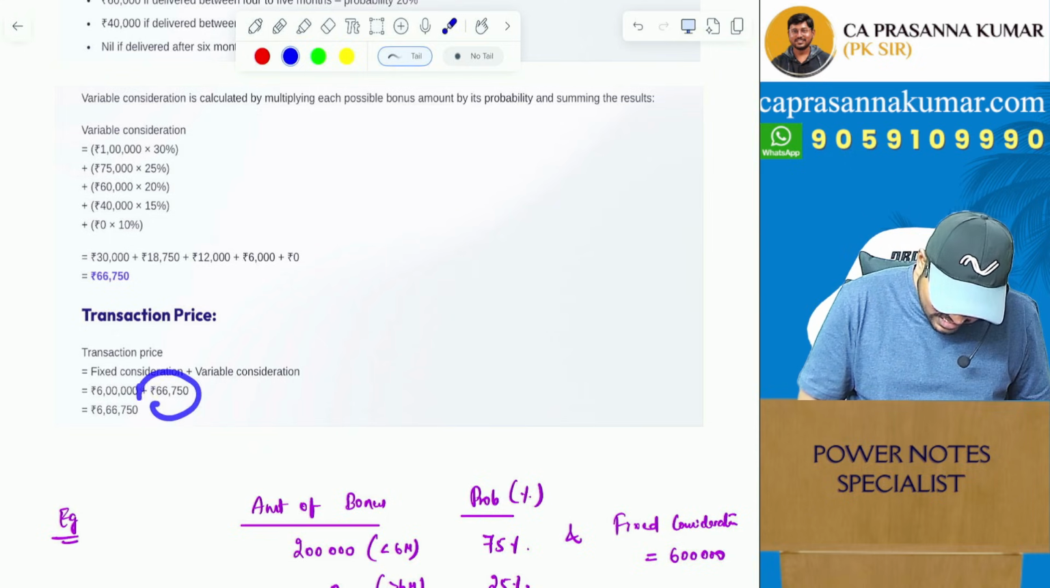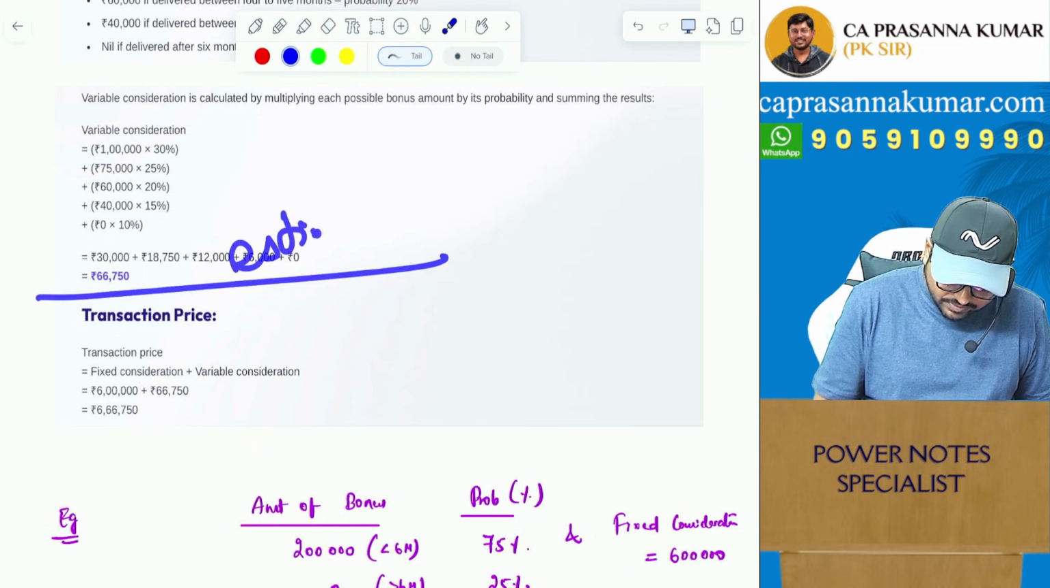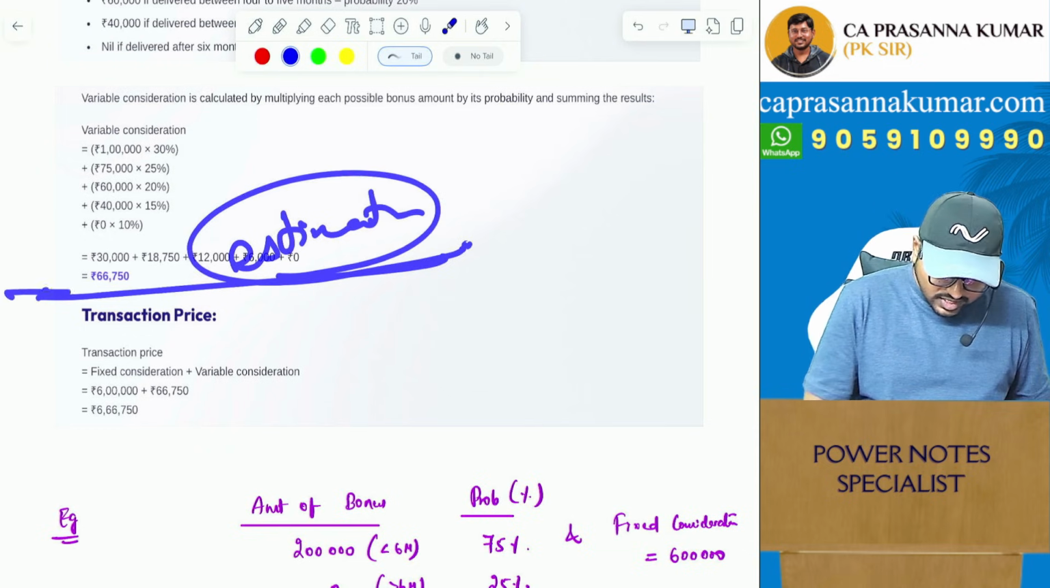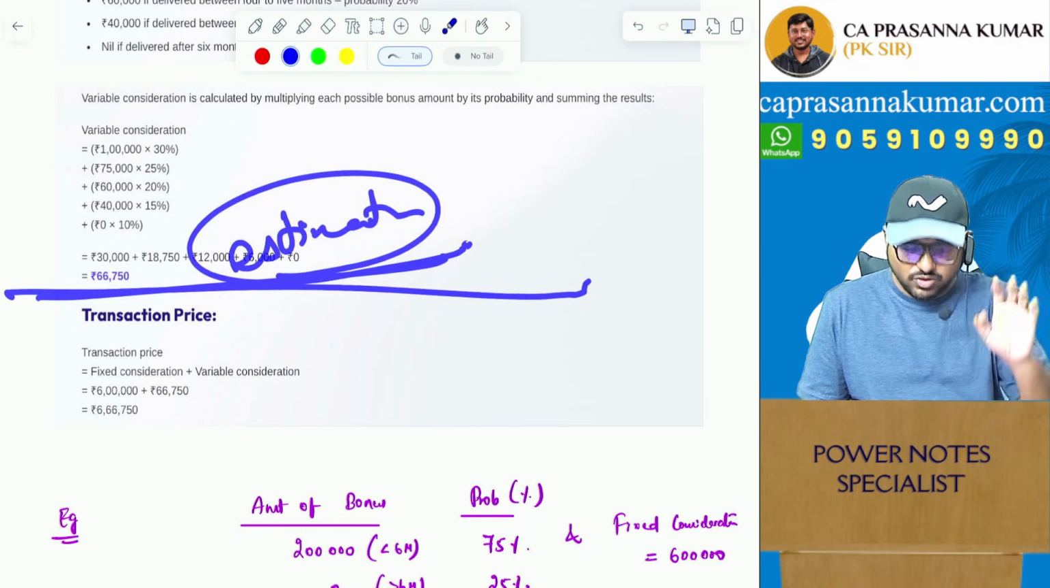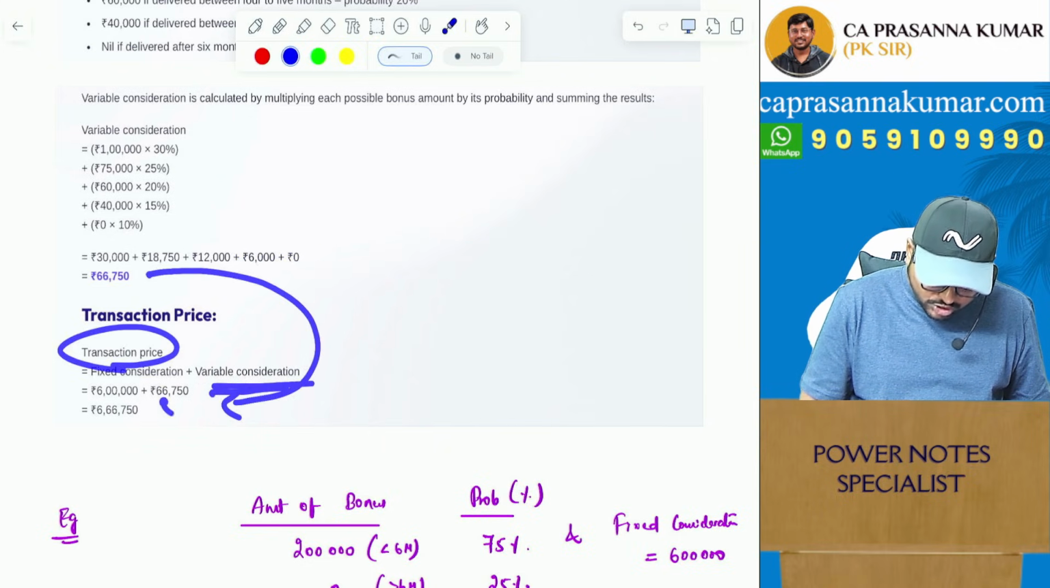Now, before adding this 66,750, see, till here you have done estimation. Please try to follow what I'm saying, otherwise problem solving will be very difficult. Till here, what you have done is estimation because you have done the calculation. Now, the next step is to add it to the transaction price calculation, which you have added eventually.